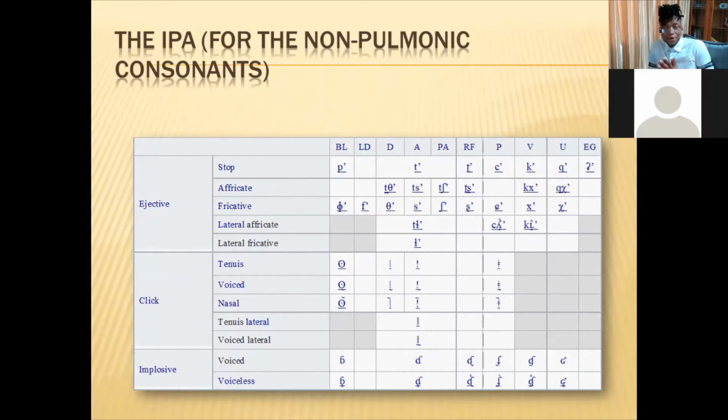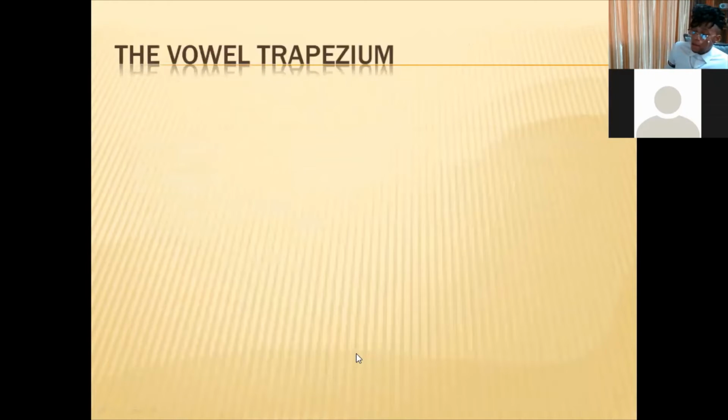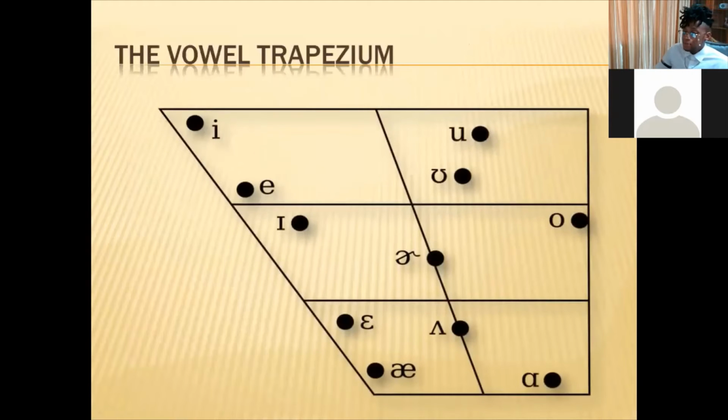But the most important thing to take away here is that in phonetics we have what is called the harmonic sounds, which are represented by the IPA chart, but we also have the non-harmonic sounds, which are represented by this chart right here. The vowel trapezium. So this basically shows us how the vowels are articulated.